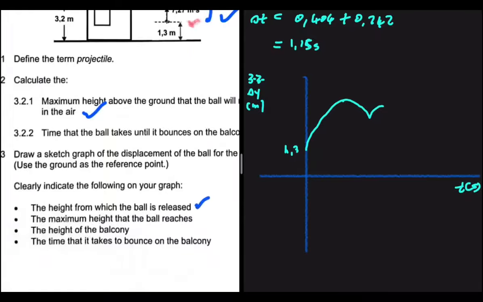We have shown that it's 1.3. The maximum height that the ball reaches, that is 4 meters. So let's show that. And then the height of the balcony, that is 3.2, somewhere there. What else? The time it takes to bounce on the balcony, 1.15.